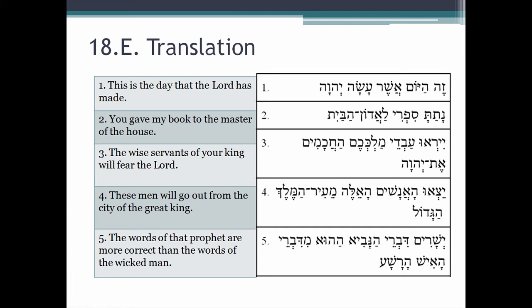So the words of that prophet are correct, but then it's not just are correct, because here we have a min and then words of the wicked man. Okay, so we have here literally, woodenly, the words of that prophet are correct from the words of the wicked man. Well, this is the comparative min, which is why the translation is what it is. They are more correct than. You have to translate min comparatively to get to the translation.